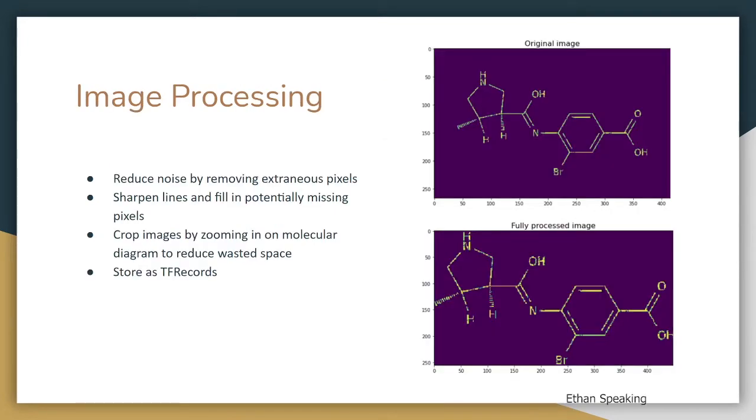Next, we felt that it was important to devote some attention to the images themselves. Since the images provided to us were of varying quality and dimension, we decided to crop the images to a fixed dimension by zooming in on the diagram. This also minimized empty background space that wouldn't be particularly useful to the model. We also defined a few functions to further touch up the images by removing extraneous pixels that didn't seem like they were part of the structure and also filling in missing pixels.